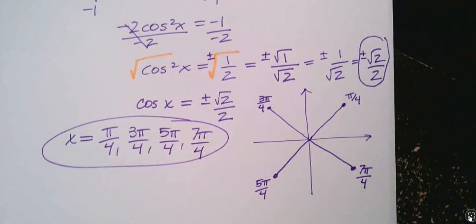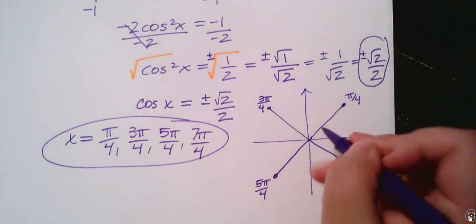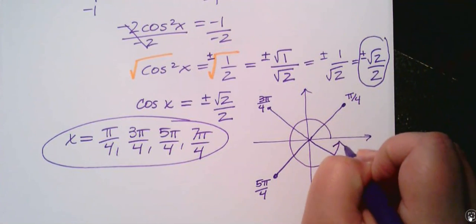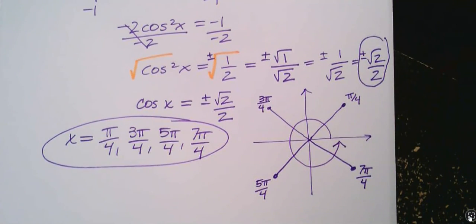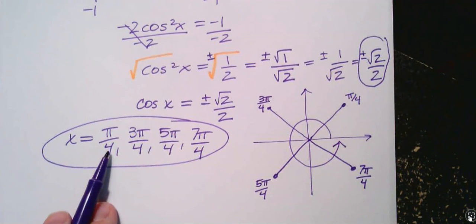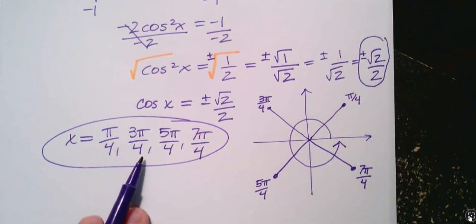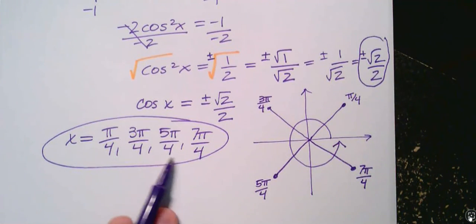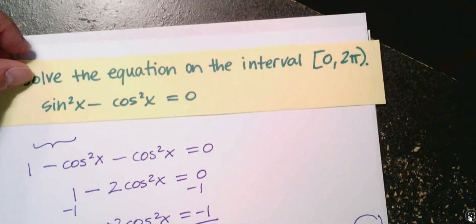Now, the reason it's that simple is I was just asked to give the ones that are between 0 and 2 pi. If I had been asked for all solutions, I would have to space these out and write this plus 2 pi times k, this plus 2 pi times k, this plus 2 pi times k, and this plus 2 pi times k. But I wasn't asked for all solutions. I was just asked on the interval 0 to 2 pi.